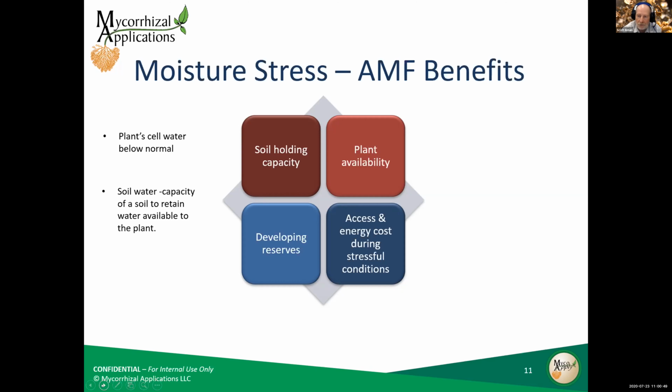And then it's also developing the reserves. So this is some of this water holding capacity, but also the hyphae itself. It can actually hold quite a bit. It can develop the vesicles, so it can actually hold the reserves. Plant availability, the root absorption, as I explained in the prior slide, it can actually get out in the soil. It can actually penetrate even under low moisture conditions. It can penetrate pore spaces that the root couldn't, especially under stress.